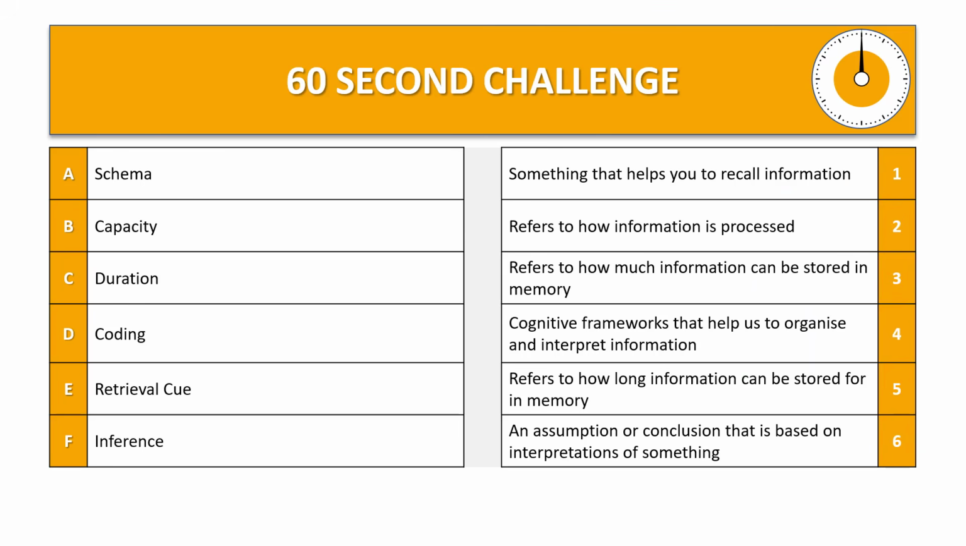Let's start off with seeing what you know already. So on the screen is a 60-second challenge. The clock will count down, so keep your eye on the time. But what we'd like you to do is to have a look at everything that's on the left, A to F, and try and match it with the correct item on the right, numbered 1 to 6.